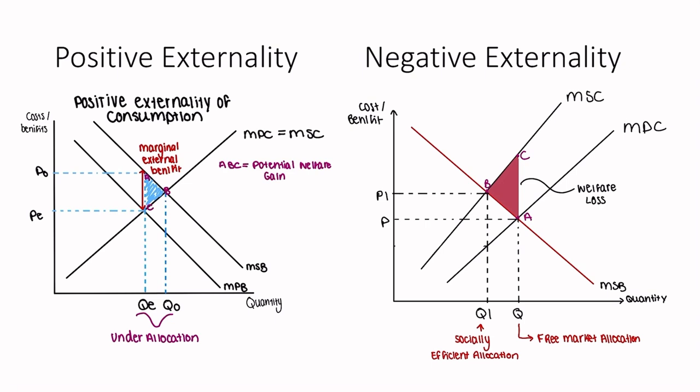Over here are the diagrams for a positive externality and a negative externality. We're going to go through these in later videos as it comes up in later topics, however I want to mention a few points. For the positive externality of consumption, at point QE/Q0, there's an underallocation of the good or service. For the negative externality, the free market is producing at Q and P. However, the socially efficient allocation would be at P1, Q1. This shows inefficiency within the free market.